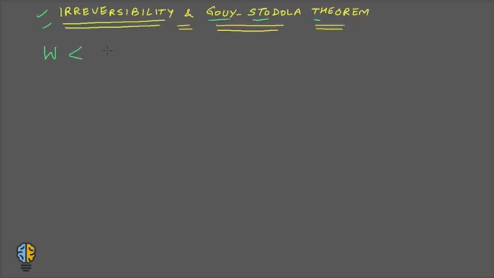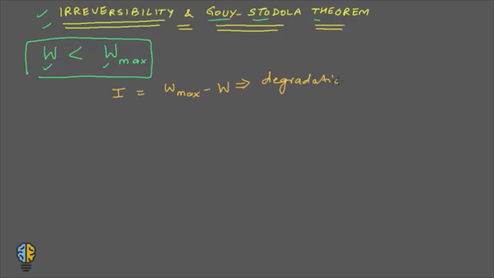Okay, so it is always less than the idealized reversible work, and that is the maximum work that can be taken out of a system. So this is true, right? And the difference between the quantities of these two works is equal to the irreversibility of the process. So I can write down that irreversibility, denoted by capital I, is equal to W max minus W. W max is also known as the idealized reversible work, and W is the actual work done by the system. And this is also known as the degradation or dissipation.